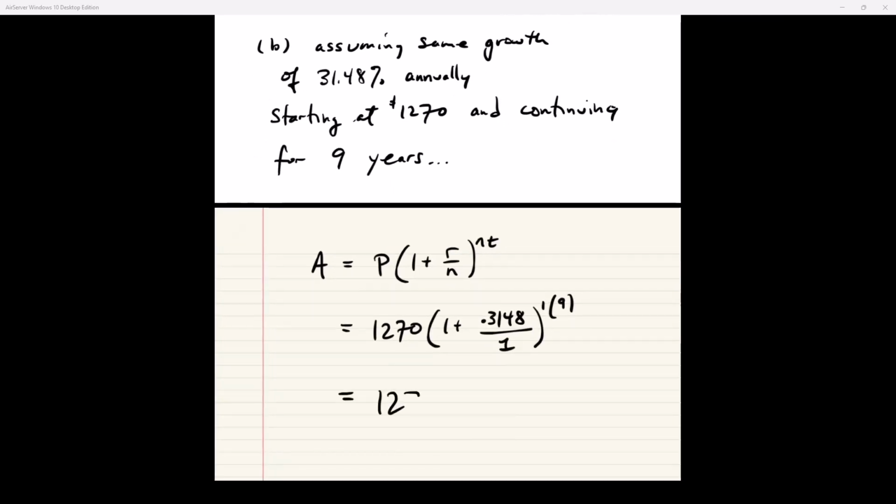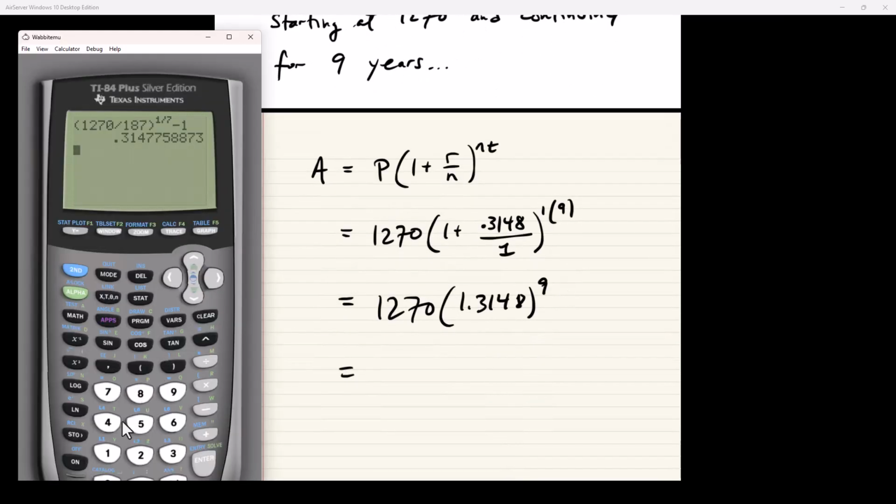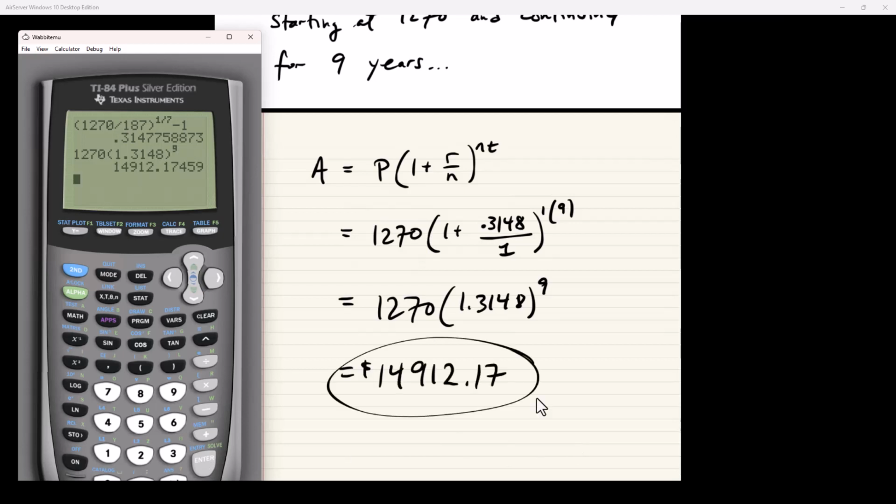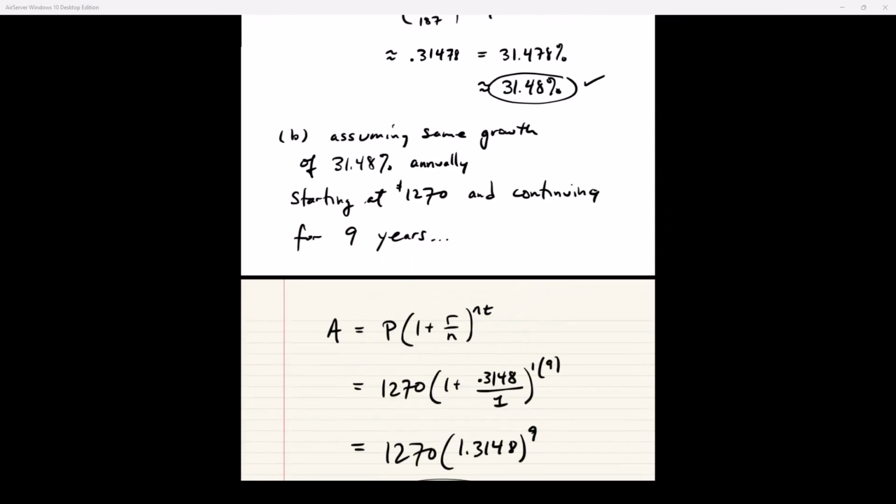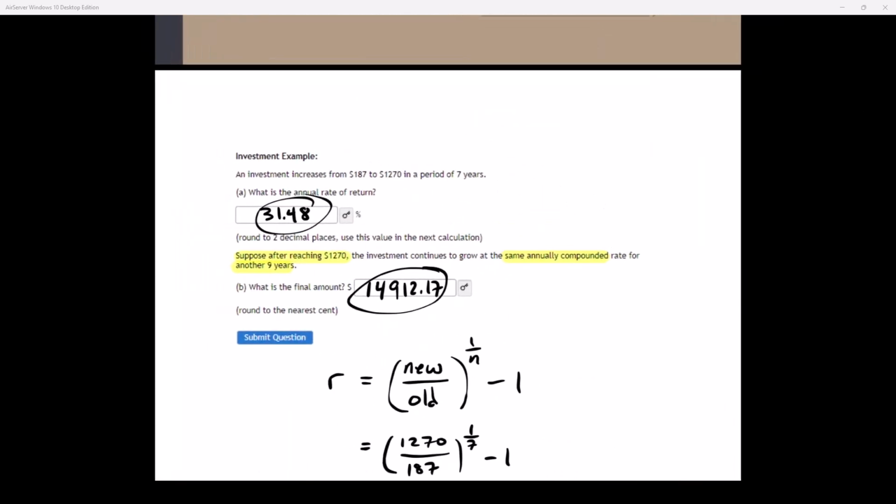In other words, we're taking 1270 and we're increasing it by about 31% every year, right? 1.3148 for 9 years. 31.48% growth every year for 9 years. So it looks like that. Putting that in the calculator, I would say 1270, and then I do 1.3148 raised to a power 9. So 14,912 and about 17 cents. So that should be the answer for that one. Okay, and that checks out. So there they are. Hope this was helpful.